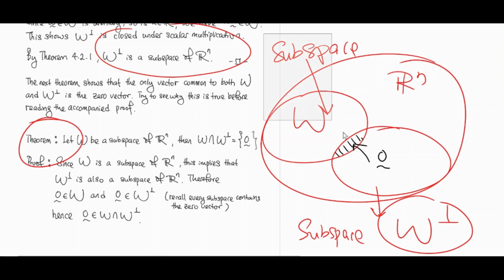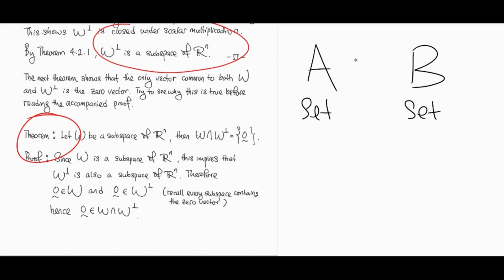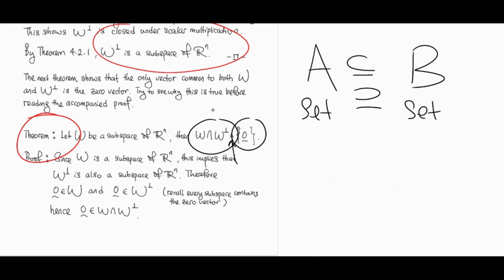Now, recall that if you have a set A and you have a set B, so these are all sets, in order to show that these two sets are the same, we will have to show that one of them is a subset of the other, and the other one is also a subset of the first. So we have to show two directions. A is a subset of B, that means every element in A will also be in B. And you also have to show that every element in B will also be in A. So this is a set equality because this is a set, this is a set.